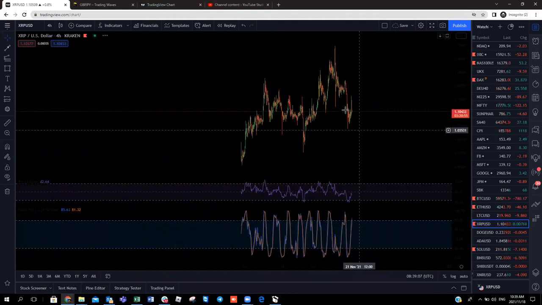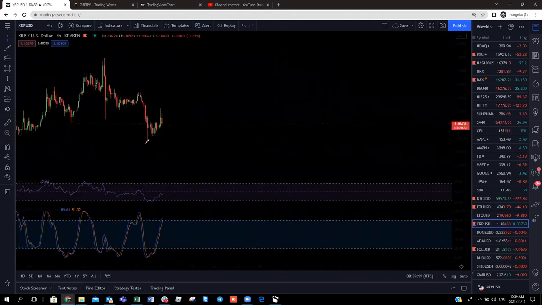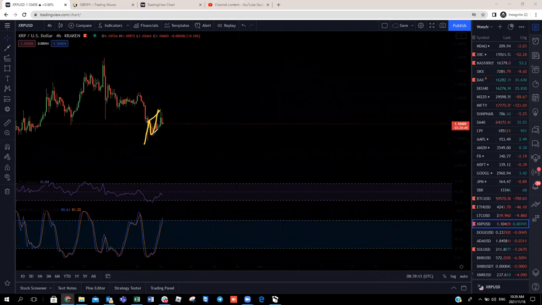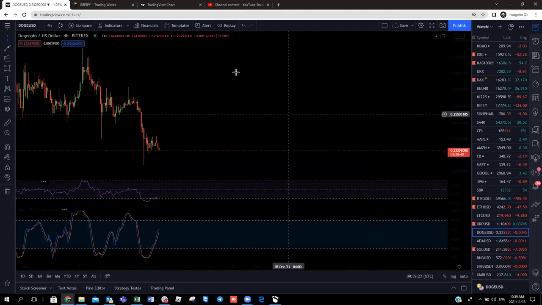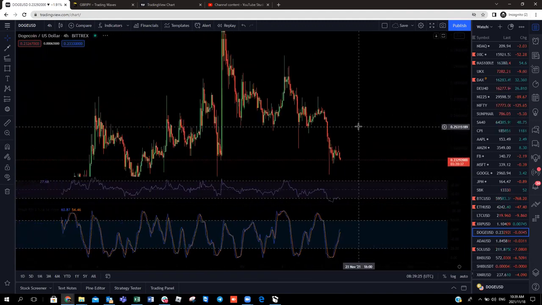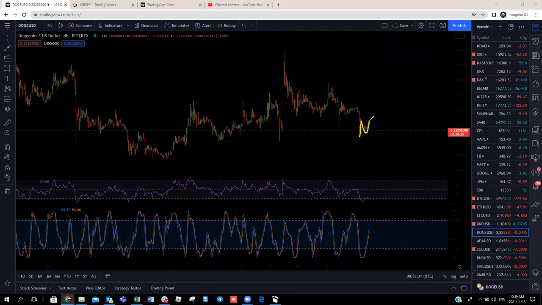XRP. Still where we were yesterday. It's gone up with 1, 2, 3. Expect this to continue a little bit lower as expected from yesterday. We still want to see a little bit of a move to the downside. Similarly, Doge. I've shown the whole structure on Tuesday. We're looking for this one to do this and then continue lower.